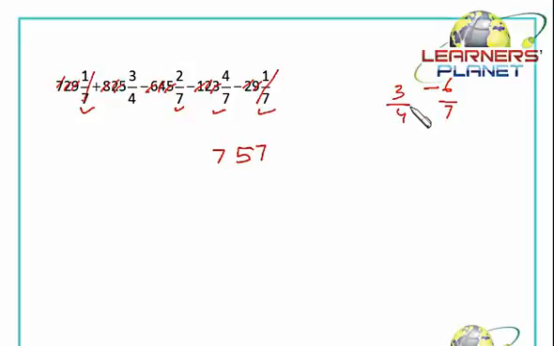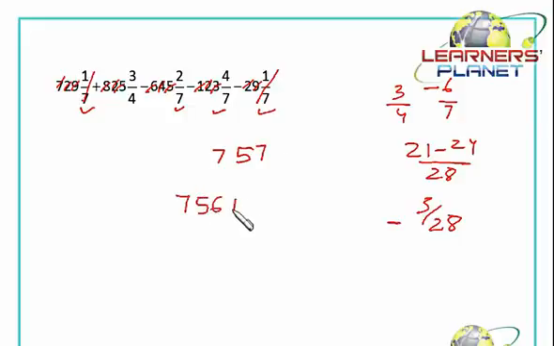So let's calculate this. 7 threes are 21 minus 4 sixes are 24 by 28. So it is 21 minus 24 by 28, that is 3 by 28. But that too is negative. Okay, so what I can do is I can write it as 756 plus 1 minus 3 upon 28. Then I'll be doing 756, 28 minus 3, that is 25 by 28.